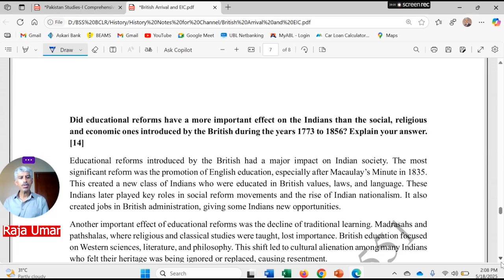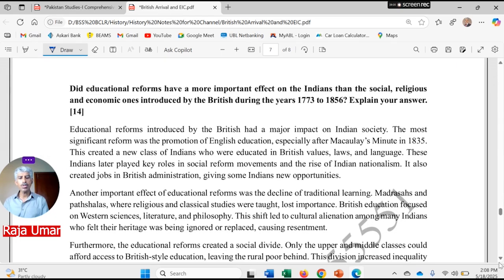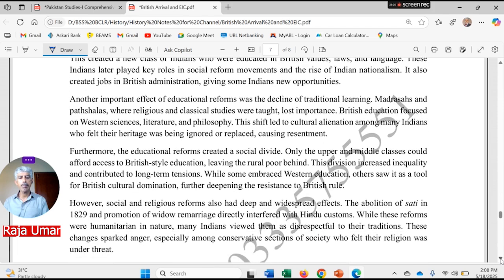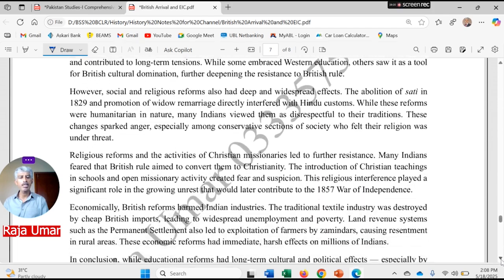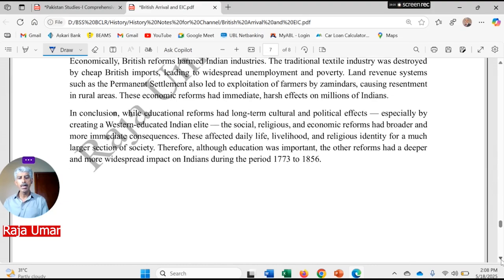So a few questions are here. Again, another 14 marks question with the same marking style, and the same reasons are explained that I have already explained in the upper lines in my notes.